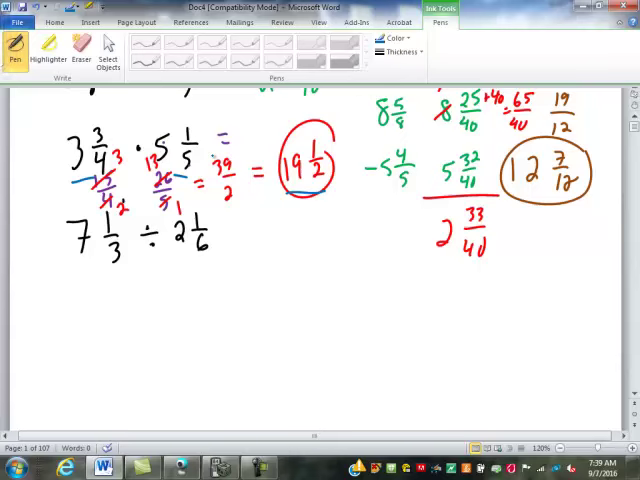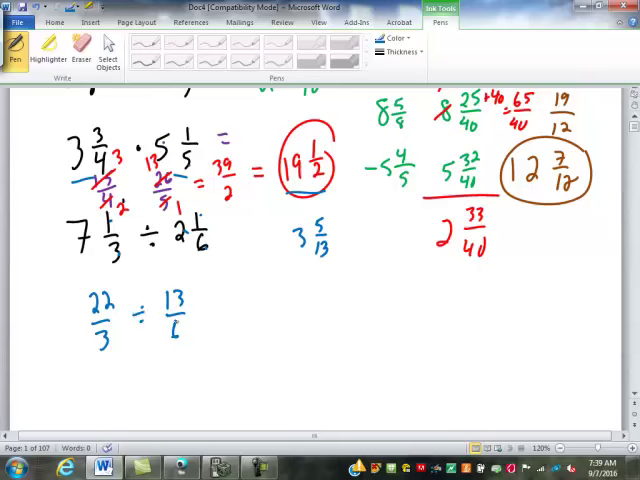7 and 1/3 divided by 2 and 1/6. Anybody get an answer there? 3 and 5/13. Okay, let's see what we come up with. So again, we're going to make them improper fractions. 7 times 3 is 21, plus 1 is 22/3. 2 times 6 is 12, plus 1 is 13/6.